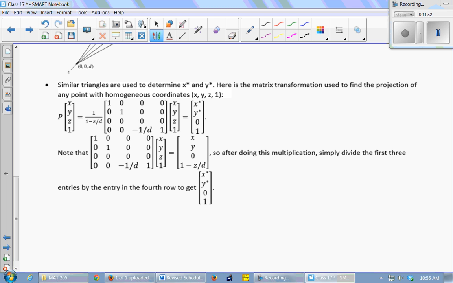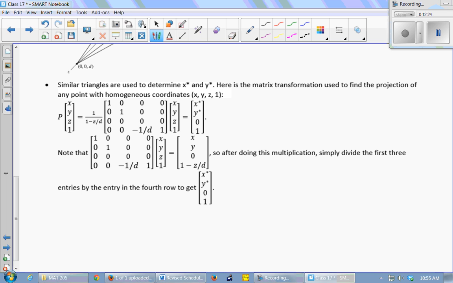So this looks like a total mess, right? But this is the matrix multiplication you have to do. The projection of XYZ1: you do this matrix times the point XYZ1, and then you have to use this. I really shouldn't have drawn it like that, scalar, because it's not really a scalar. Z is a variable.